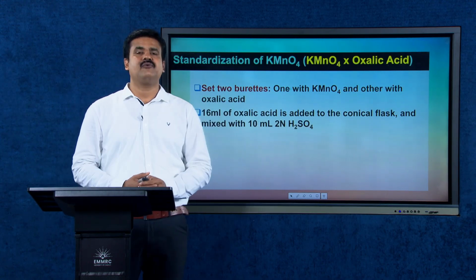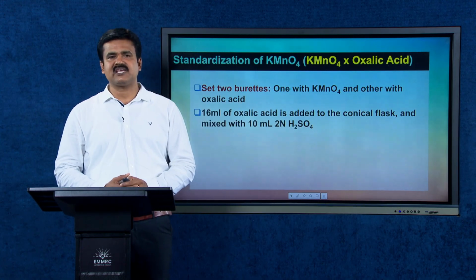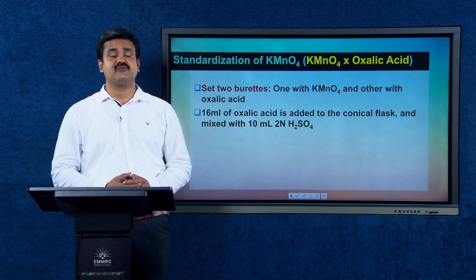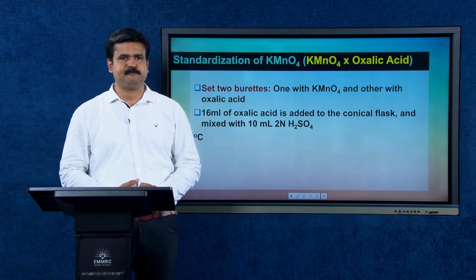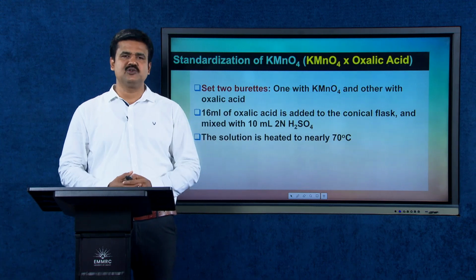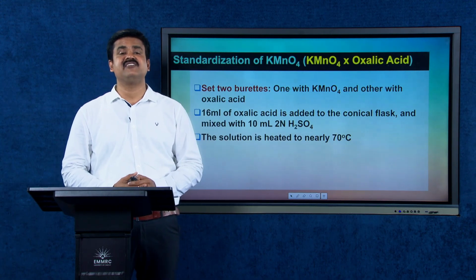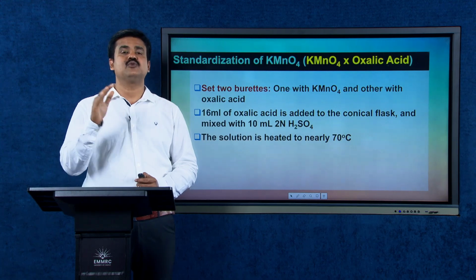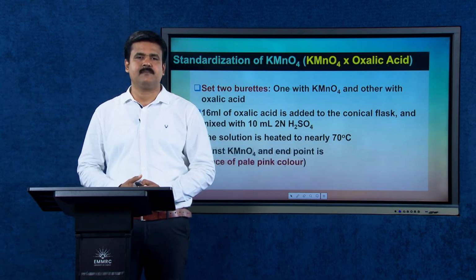16 ml of oxalic acid is added to the conical flask and mixed with 10 ml of 1 normal sulfuric acid, since you are performing the reaction in acidic medium. Now the solution is heated to nearly 70 degrees Celsius. Remember, this heating is very important for the smooth completion of the reaction.